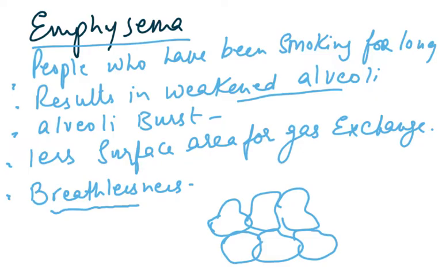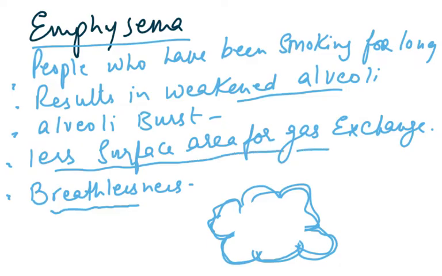Ultimately, we have to put them on oxygen cylinders because they just can't live a very normal life. So normally we have all these alveoli. You can see I've drawn all these alveoli and there are six of them. But over a period of time, when the alveoli burst, what is going to happen? All this area is gone. What did I say? I said less surface area for gas exchange. So there's now less surface area for gas exchange, and this is going to result in breathlessness. These people will not be able to carry on a normal life and they will need oxygen cylinders or they'll have to be on oxygen.